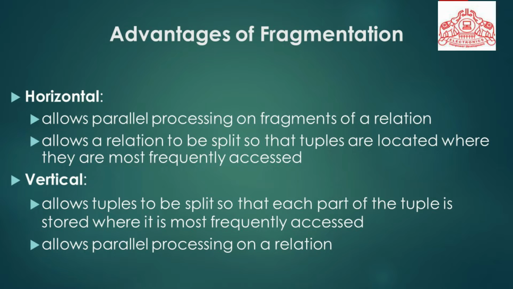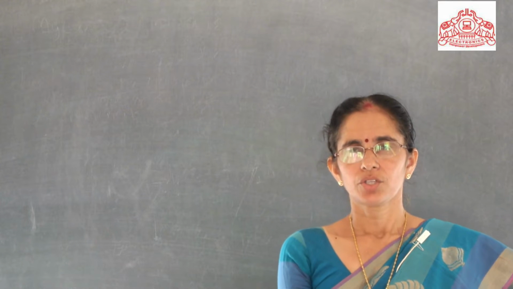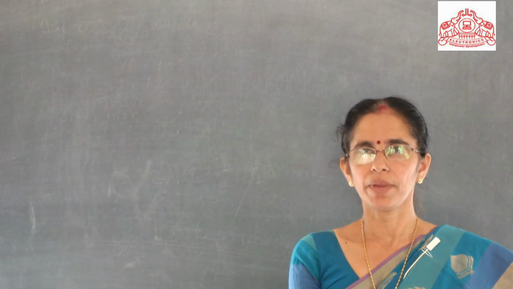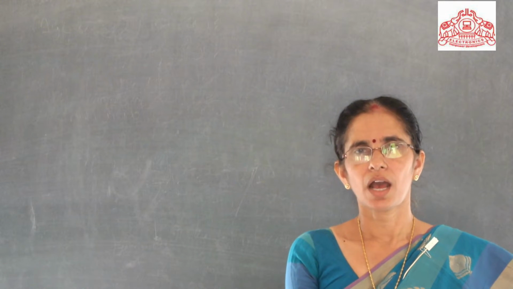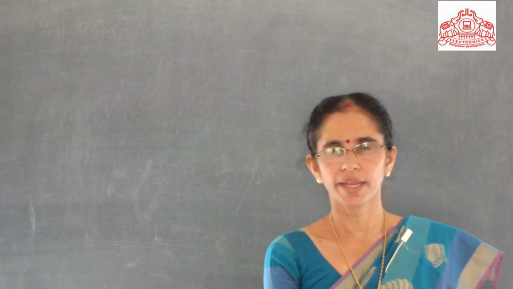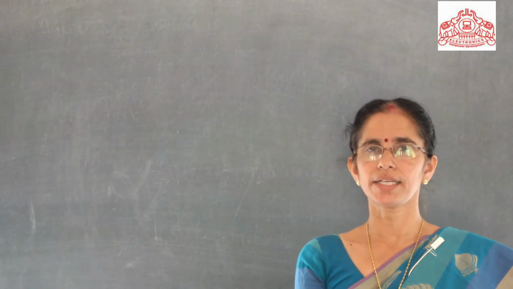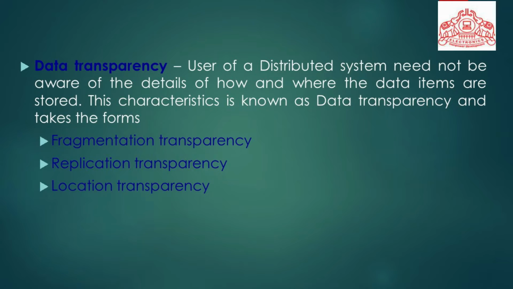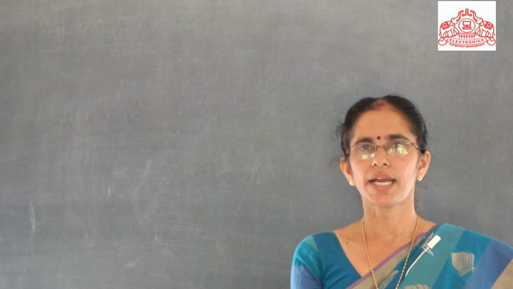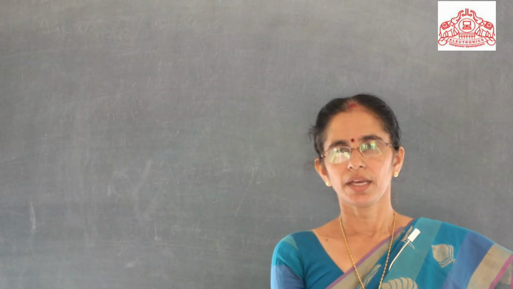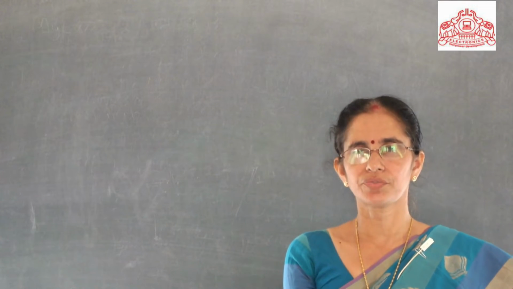Even so, some care should be taken so that the user is not aware of where and how the data are duplicated or fragmented. This concern deals with the concept of data transparency. It says a user in a distributed environment should not be aware of the details of how and where the data items are stored. This leads to three kinds of transparency.